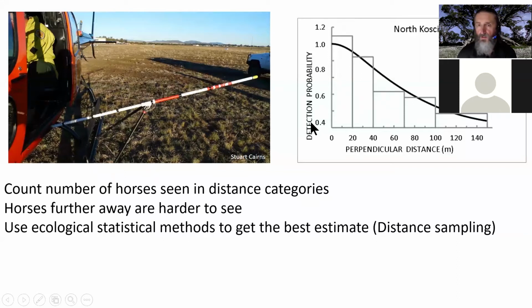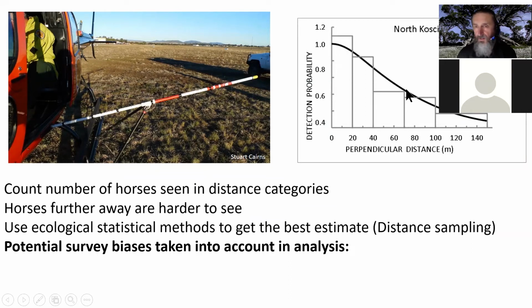This graph shows the probability that you're going to detect the horse with the distance it is from the helicopter. And you can see that the probability of seeing the horse drops off with distance. And so you need to take that into account if you're going to estimate the total number of horses. And that's what this method does.